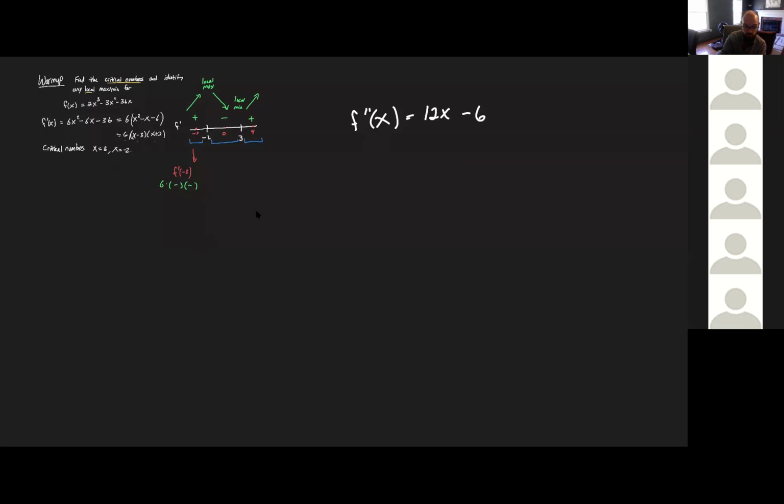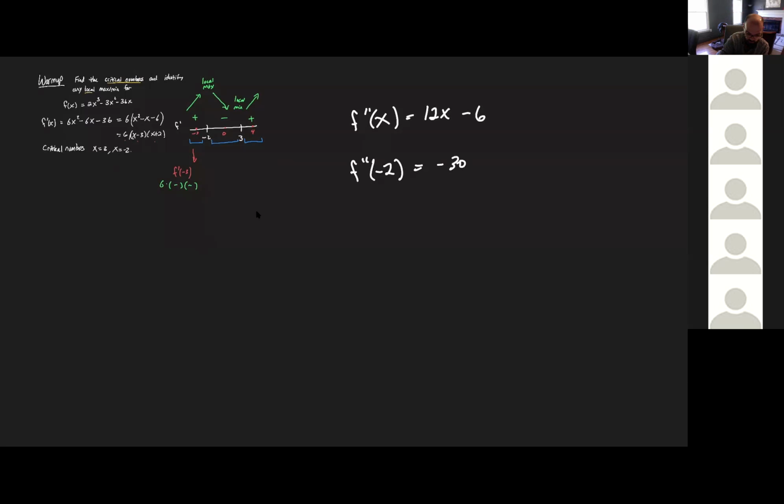Our critical numbers were -2 and 3. So I'm going to test f double prime of -2. That is a negative number, it's -30. We don't actually need to know the number, we just need to know that it's negative. So f double prime of -2 is -30.